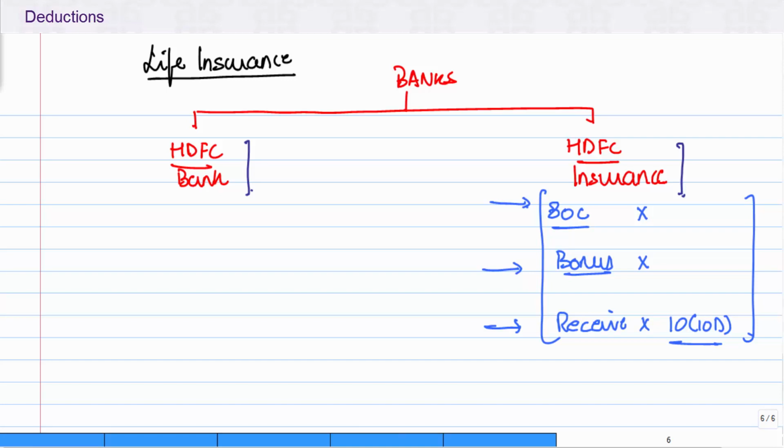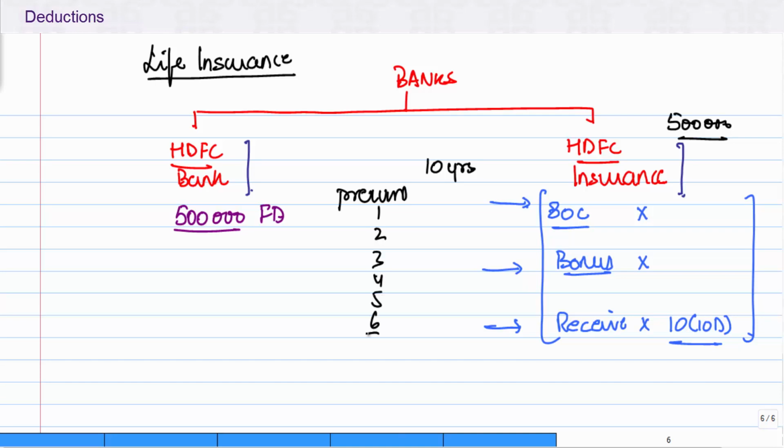Now let's differentiate between investment and insurance. If I want to make an FD, I deposit maybe 5 lakhs immediately and I have an FD. Now, if I want a life insurance for 5 lakhs, I am not going to put 5 lakhs immediately. We will decide a term. Maybe the insurance is for 10 years. So in the next 10 years, I will pay a premium every year. So maybe in the first, second, third, fourth, fifth, sixth, seventh, eighth, ninth, 10th, I have equal premium.